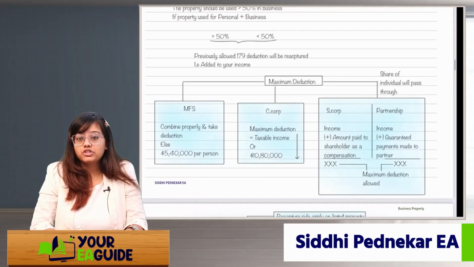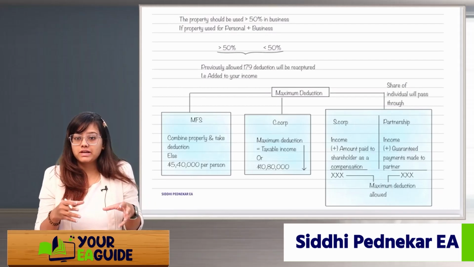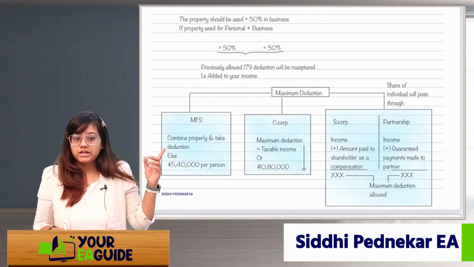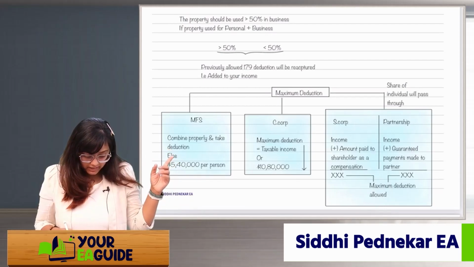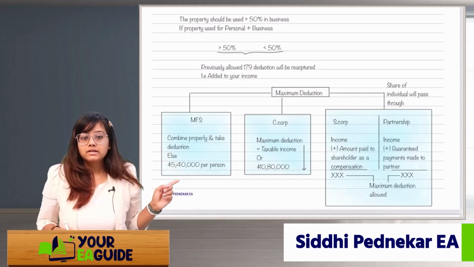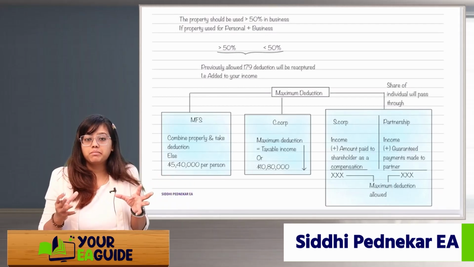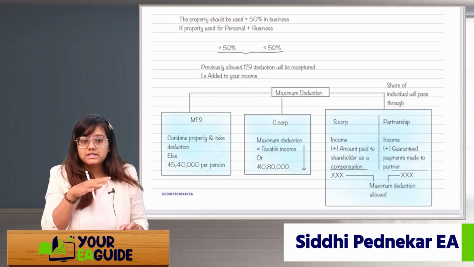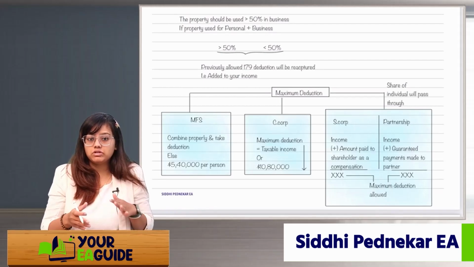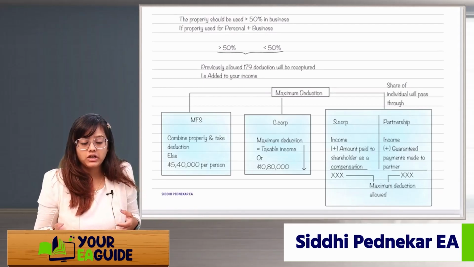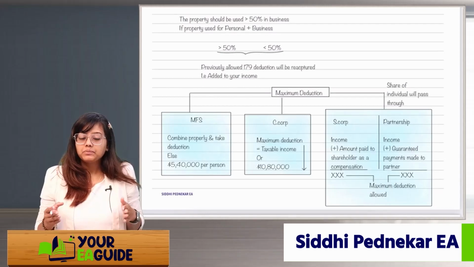So what is the maximum deduction we can take? There are different filing statuses and different entities, like corporations, which will get different deductions. If it's MFS, you will combine all the properties and take the deduction, which is 5,40,000 per person. See, it's 10,80,000, but since it's MFS, it will be divided by 2, and 5,40,000 can be taken per person. If you're filing MFJ and you have a 179 deduction in your K1s, then you can take the whole 10,80,000 as a deduction.